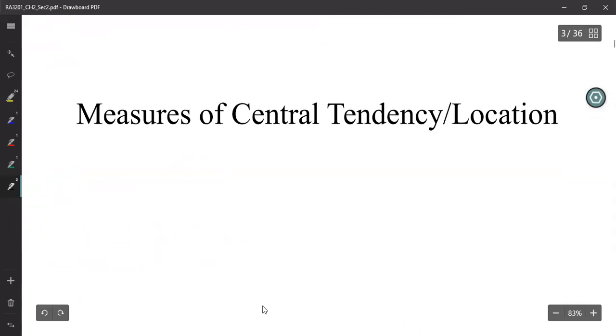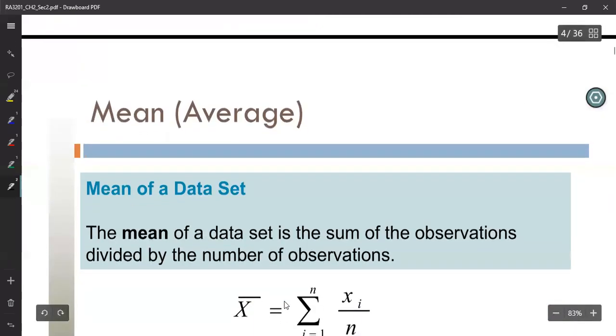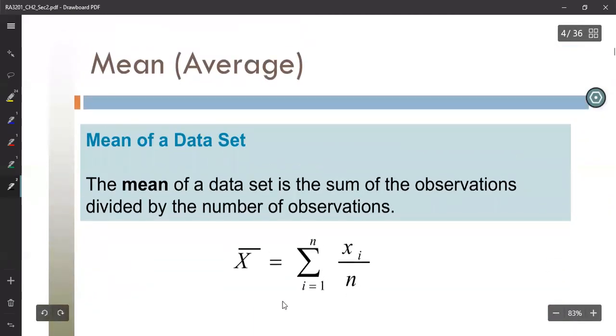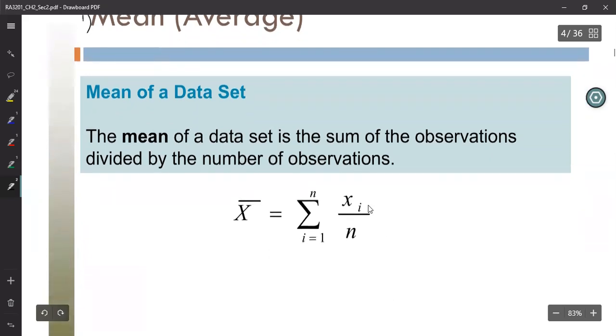Okay, so let's look at the measure of central tendency in detail. The first one, mean or the average, as you all know, the mean of the data set is the sum of the observations divided by the number of observations. So you all know this calculation. You add all of them together. So that is the sum of xi. Each x will be your observation. Xi is the ith observation.